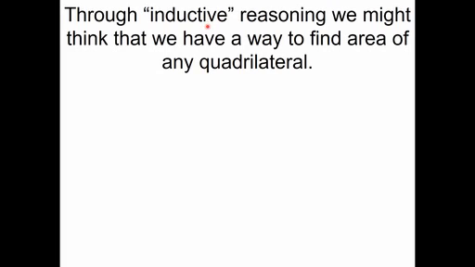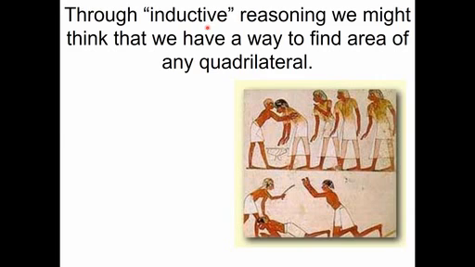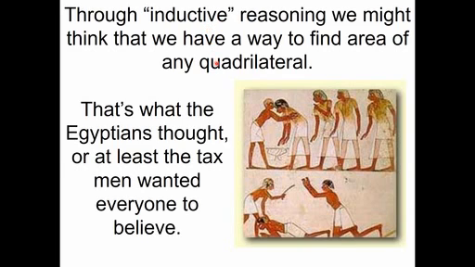So we're using an example of inductive reasoning. We've tried a couple patterns. They seem like they work. So we think we have a way to find the area of any quadrilateral. And the Egyptians thought that, or at least the taxmen wanted everybody to believe it worked. That may lead you to suspect something isn't quite right.